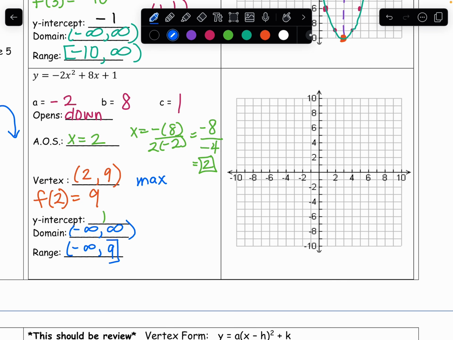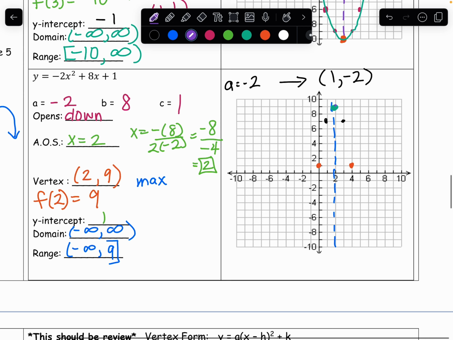So let's graph this. So x equals 2. My vertex is (2, 9). And then my y-intercept is 1. I'm going to reflect it over. And then what I have to do next is my a value is negative 2. So usually it's 1, 1. It's going to become 1, negative 2. And look at that, I have 5 points without having to do more work. So when I connect them, again, we should make our graph curve. And look at that, our range does match up.